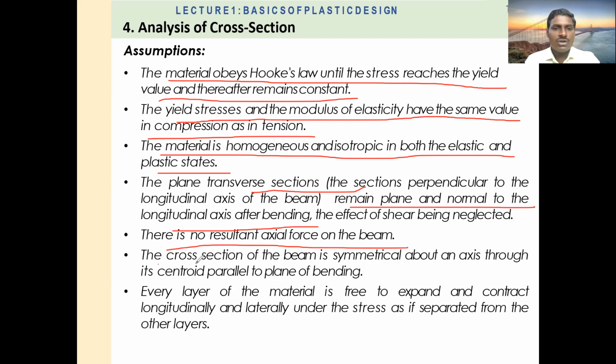Then, the cross section of the beam is symmetrical about an axis through its centroid parallel to the plane of bending. The cross section is symmetric. We have to provide symmetry about the vertical axis or centroidal axis of the plane of bending. That is one of the assumptions we have to keep in mind.